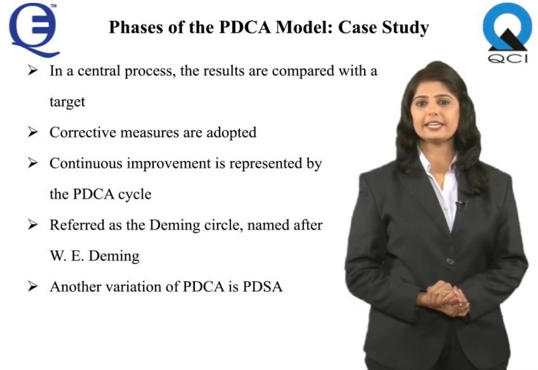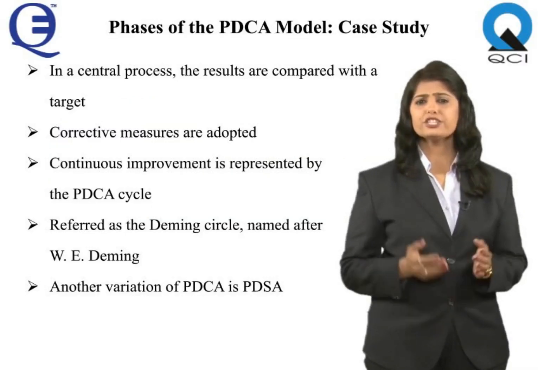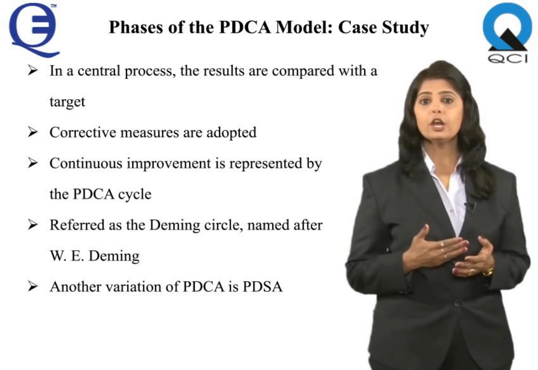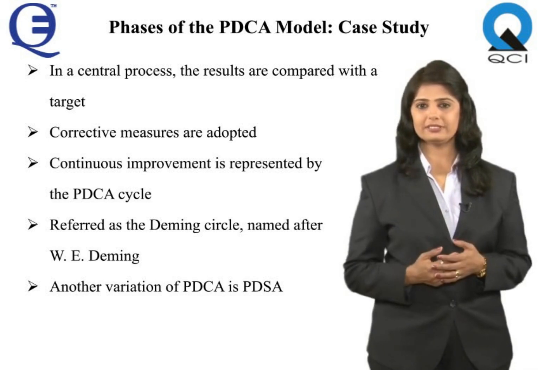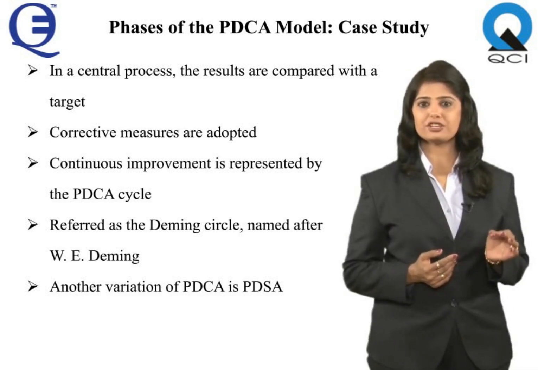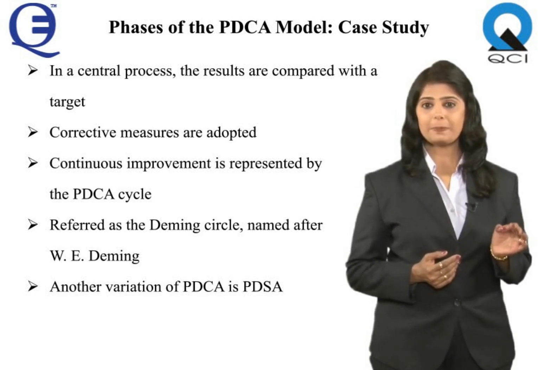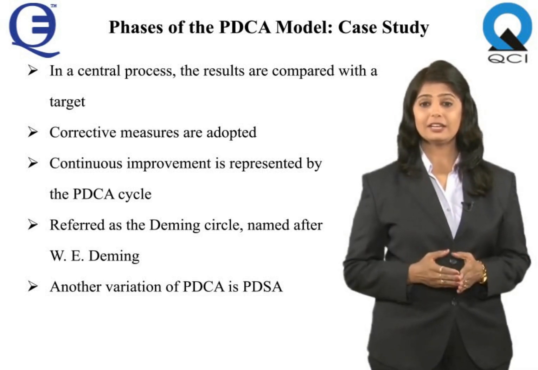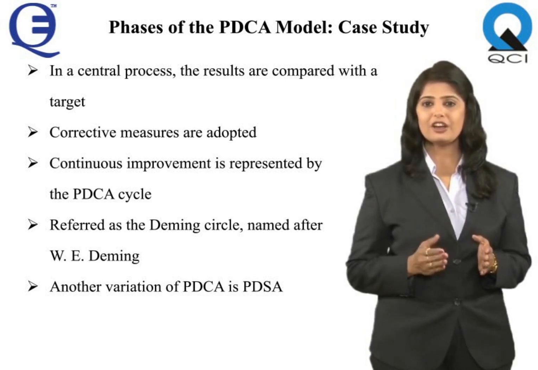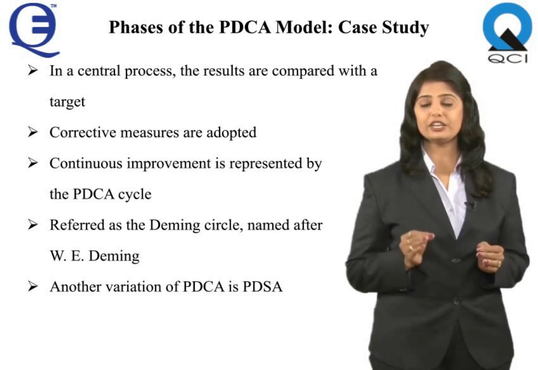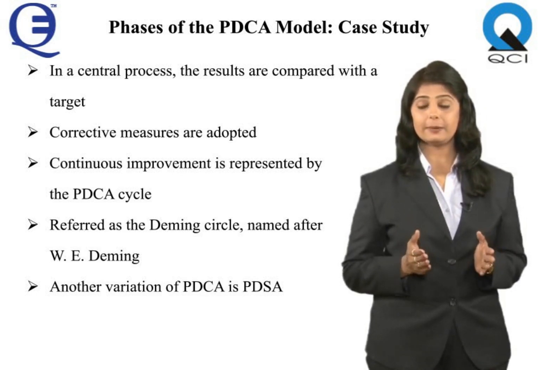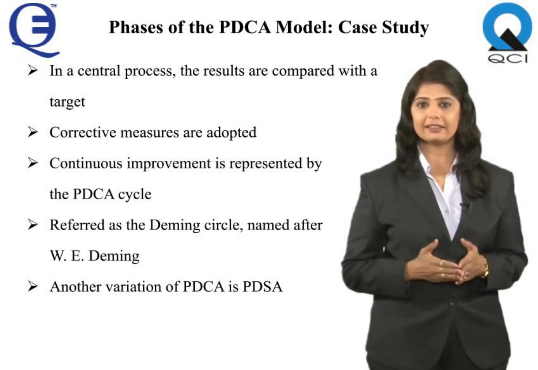Phases of PDCA model. In a central process, the actual results of an action are compared with a target or a set point. The difference between the two is then noted and corrective measures are adopted if the disparity becomes large. The repeated and continuous nature of continuous improvement follows this usual definition of control and is represented by the PDCA, Plan, Do, Check, Act cycle.